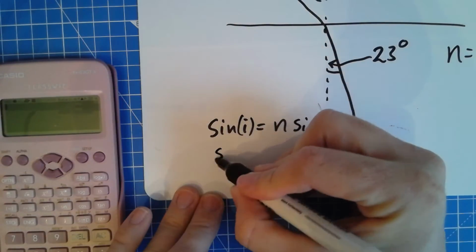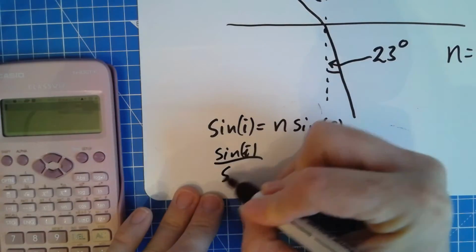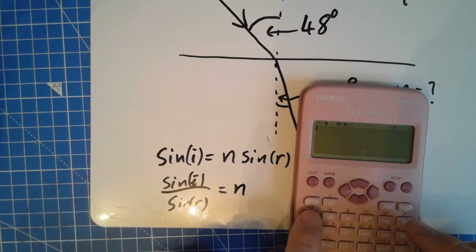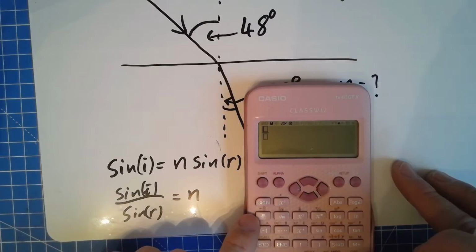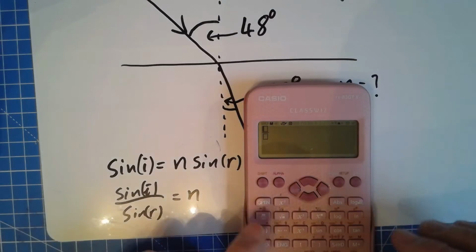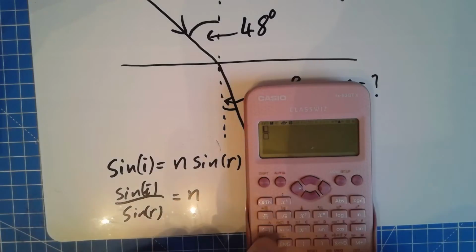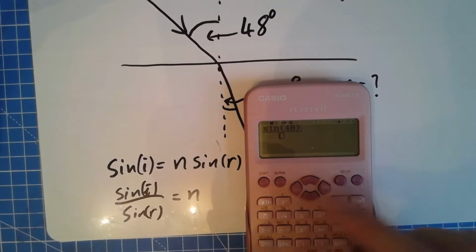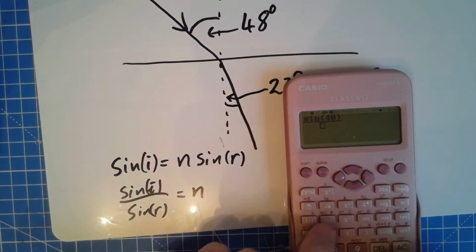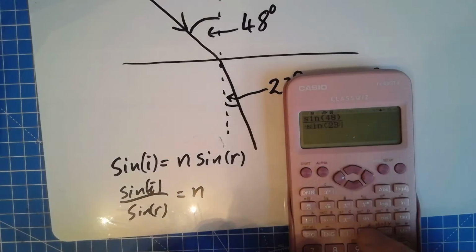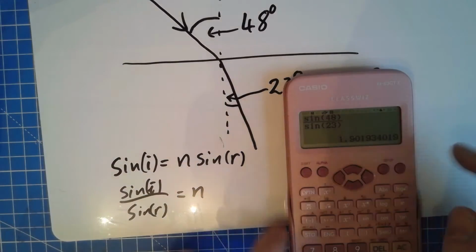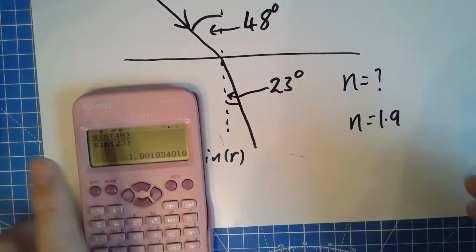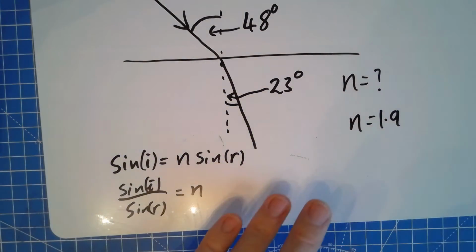We then move this around to say sine I over sine R is equal to N. On our calculator, first off, I'd recommend using this button here rather than the divide button. Otherwise, you're going to need more brackets. You click sine. My angle of incidence is 48, so sine 48, close that bracket. Over there, I've got a sine of 23, close that bracket. When you press equal, that gives you your refractive index: N is equal to 1.9. It's a ratio, so it doesn't have any units.